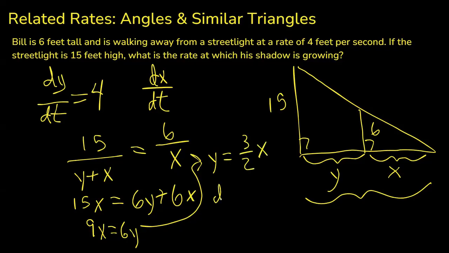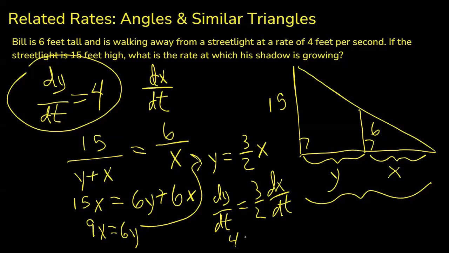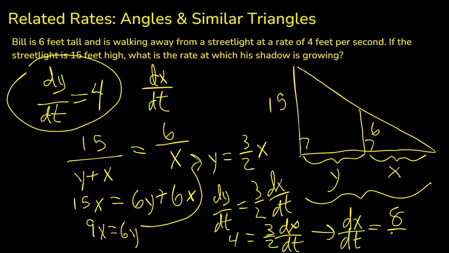And then if we differentiate that, dy dt is equal to 3/2 dx dt. We know that dy dt is 4. So 4 equals 3/2 dx dt. So if we solve this for dx dt, we would get 8/3, and the units there would be feet per second. And that's it. His shadow is growing at a rate of 8/3 feet per second at this moment.